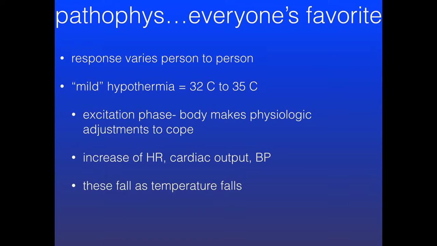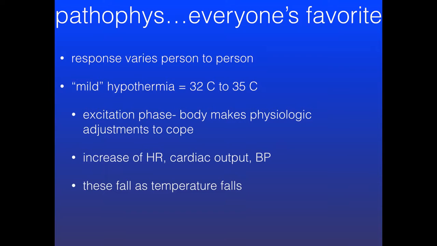So pathophysiology, everyone's favorite topic. Just remember that a few of the basic responses vary from person to person, but overall there are a few general ones that we'll talk about that occur in every person. In mild hypothermia, which is defined as a temperature from 32 Celsius to 35 Celsius, initially you're going to get what's called the excitation phase.